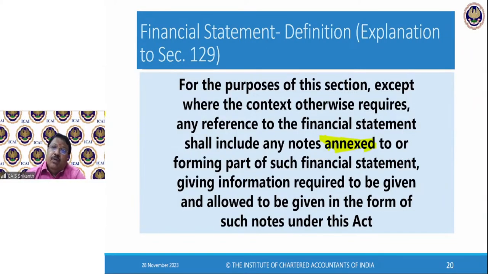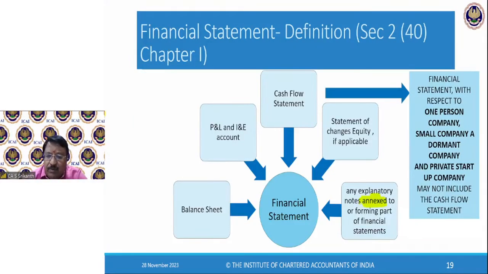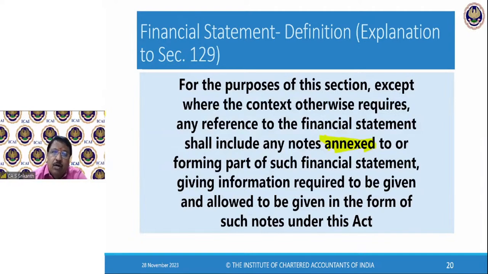So, the word annexed and the word attached are very important. The words annexed and attached I have highlighted here. Later on, when we come to the Board of Directors report, you will find the Board of Directors report is attached to the balance sheet, whereas the notes on accounts are annexed. The income and expenditure or profit and loss account is annexed. So, think about it. If I show you, you will understand.